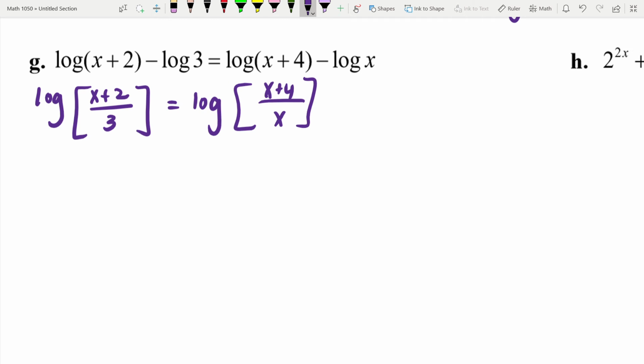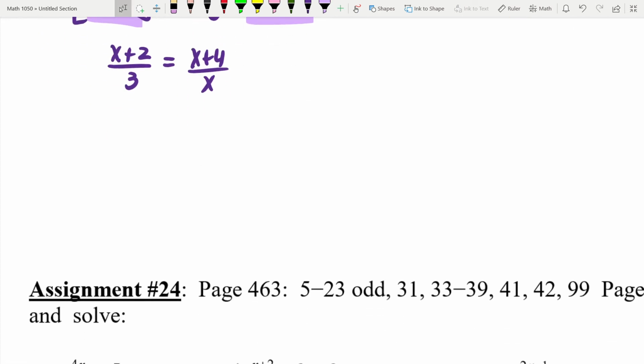Listen, what people say drives me crazy, so please don't say it, okay? They go, well, now the logs disappear because the log of this is equal to the log of that. The logs don't disappear. Things don't disappear, okay? You evaluate it and you realize they're the same. So now you know x plus 2 over 3 is equal to x plus 4 over x. I evaluated it. I know those have to be the same. Tell me what to do now.